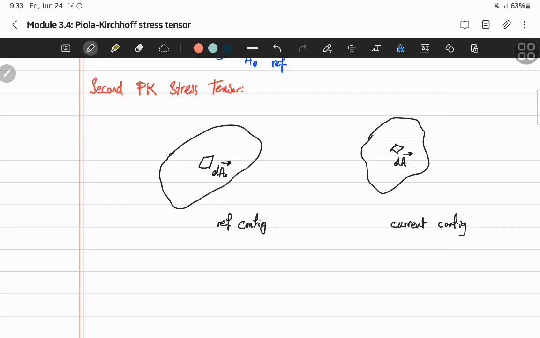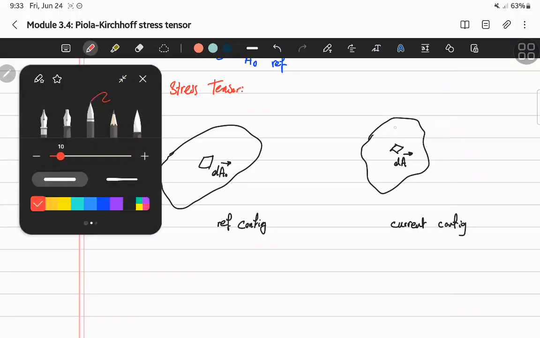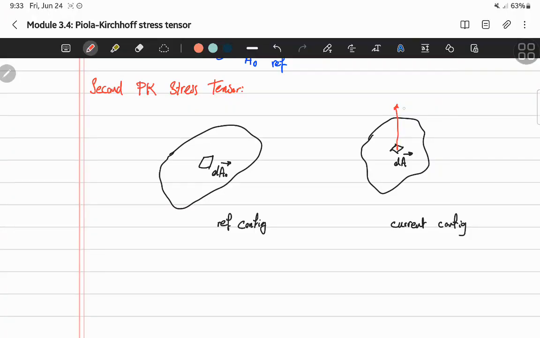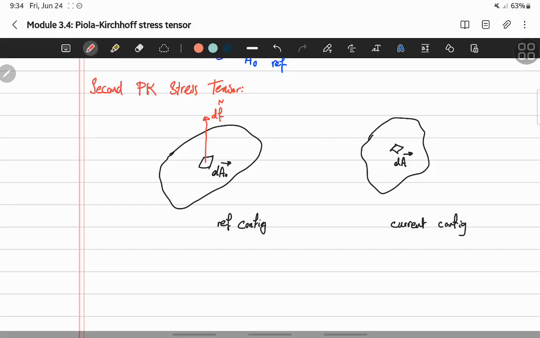So instead of putting F here, like the first Piola-Kirchhoff stress tensor, we're applying a kind of imaginary, or let's say a pseudo or a dummy kind of force in here, df tilde. So this is like an imaginary or pseudo kind of force in here.